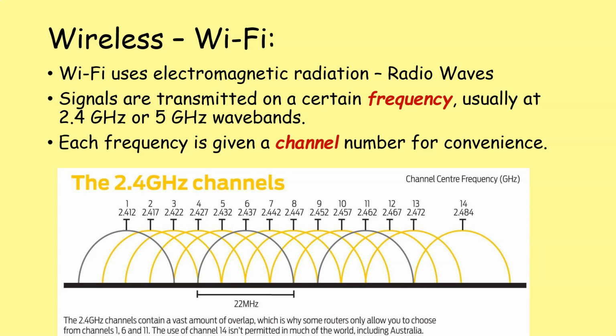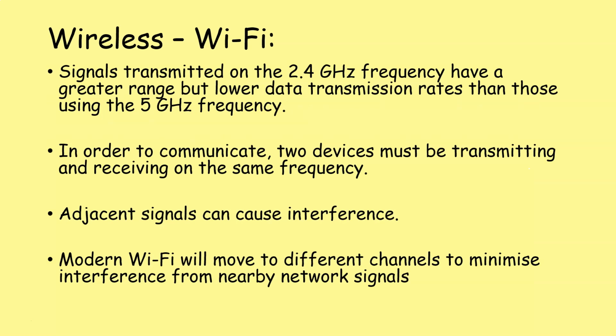If you look at the picture here, we've got the range of channels available at 2.4 gigahertz, and you can see there's a range of different frequencies, a range of different channels. If you are plus or minus 11 from that frequency number, you can receive and transmit on that channel. Signals transmitted on the 2.4 GHz frequency have a greater range, but lower data transmission rates than those using the 5 GHz frequency.